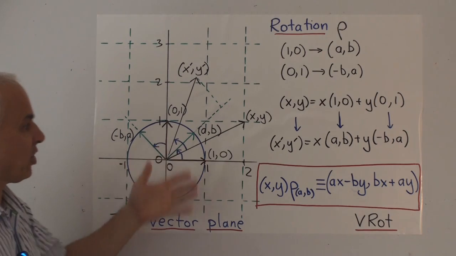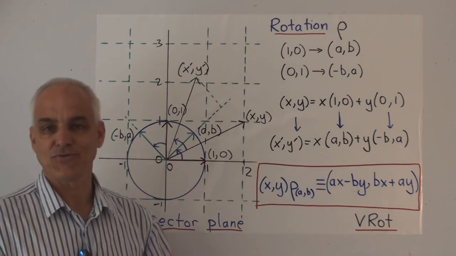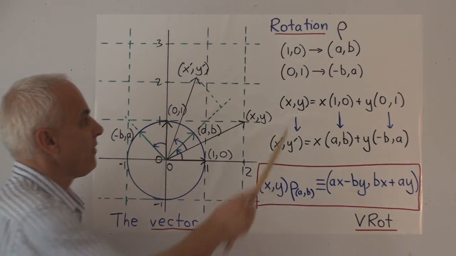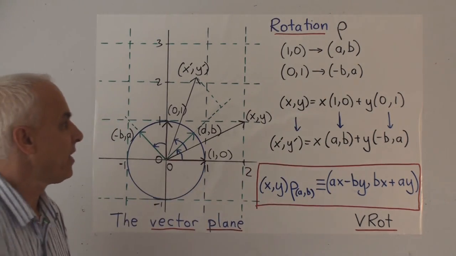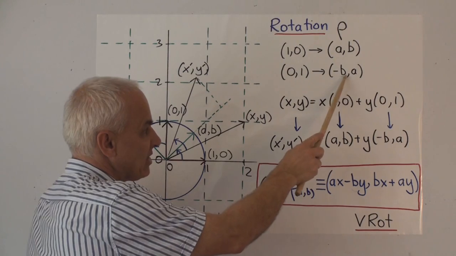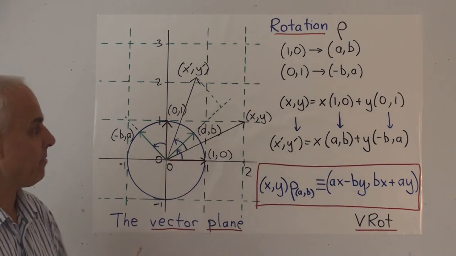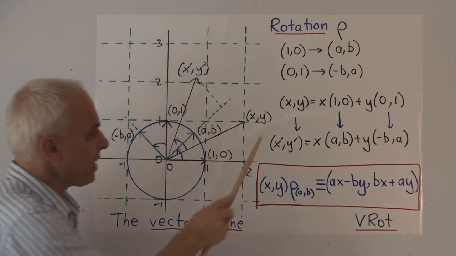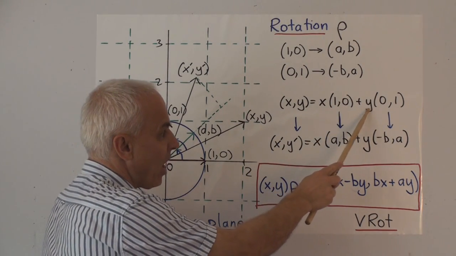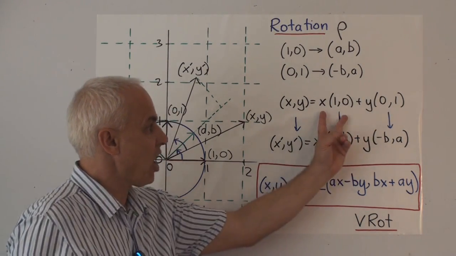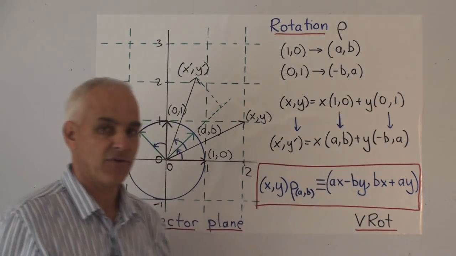This is also the key for understanding this rotation algebraically. We've assumed that (1, 0) goes to some vector (a, b) on the unit circle. (0, 1) goes to (−b, a), which is perpendicular to (a, b). Then a general vector (x, y) is x times (1, 0) plus y times (0, 1). So it's a combination of the two basis vectors.